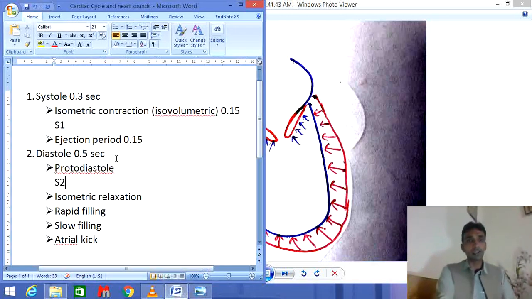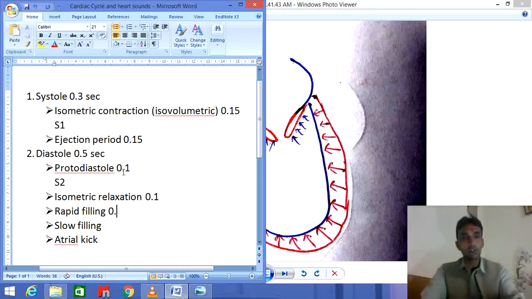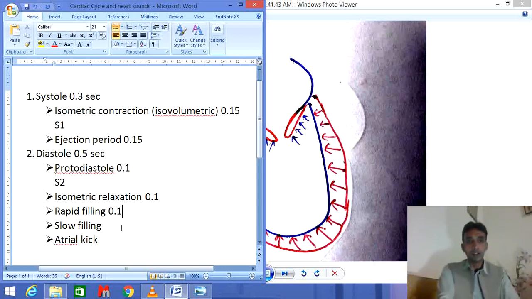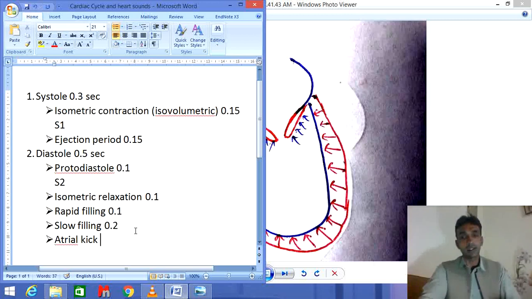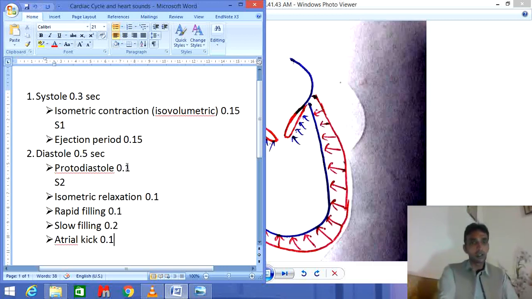But in this complete cycle you will also learn the time taken by each step. The protodiastole takes about 0.1 second. The isometric relaxation takes 0.1 second. During the rapid filling, 0.1 second is taken. But as I have told you, slow filling is very important, and during slow filling it takes a very large time, 0.2 seconds, to fill the ventricle. And the atrial kick takes 0.1 second.